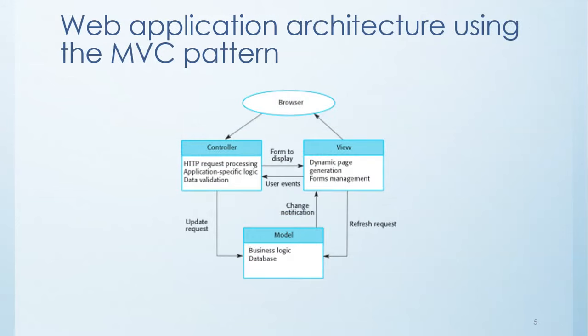So here's the example of a web application using this model. The controller in this case does two things, which is the HTTP request processing. It also does application specific logic, and lastly it does data validation. The view section talks about how you dynamically generate pages and how you manage the forms. The model is the business logic and the database, and this is the kind of interaction between these different layers.